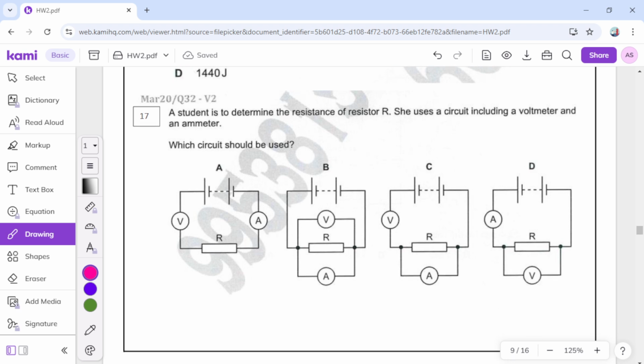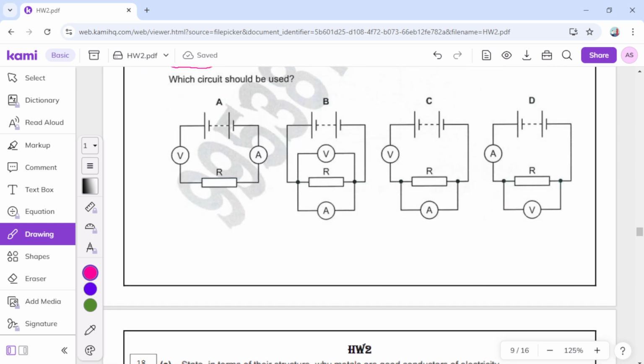A student is to determine the resistance of resistor R. She used a circuit including a voltmeter and ammeter. Which circuit should be used? All of you know that the ammeter is connected in series and the voltmeter is connected in parallel, so D is correct.